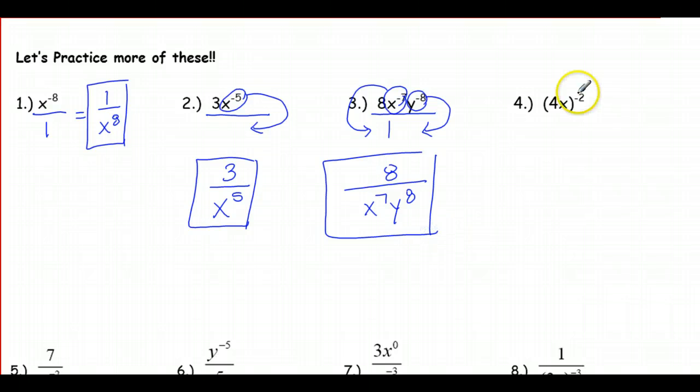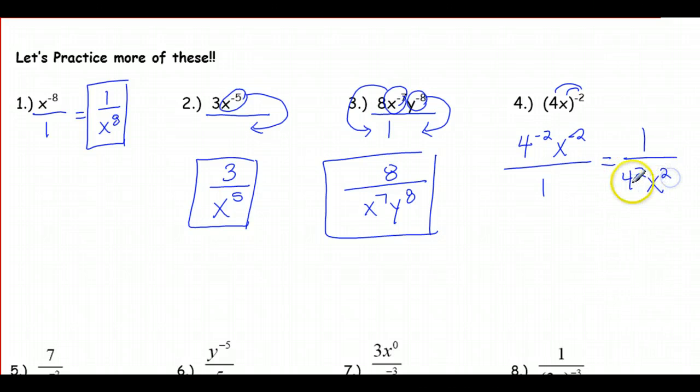Alright, and number 2, there's a couple different ways we can do this problem. What I'm going to recommend is first to go ahead and distribute our exponent. So we have 4 to the negative 2nd, and we have x to the negative 2nd. Now again, this is over 1, but since both of these are negative, we're going to put them both in our denominator. So basically we're going to flip this problem. Then we're going to get 4 squared x squared, and we can simplify our 4 squared, which is 16, so we get 1 over 16x squared.